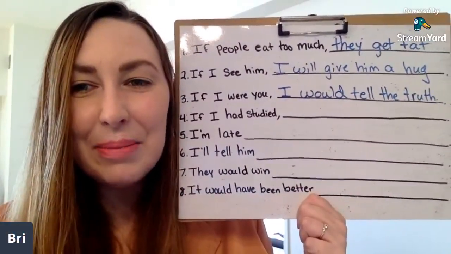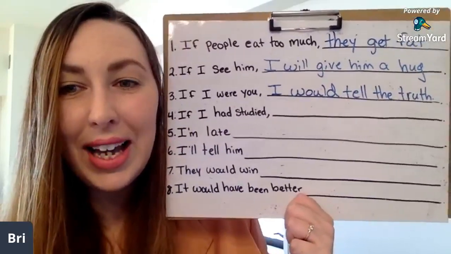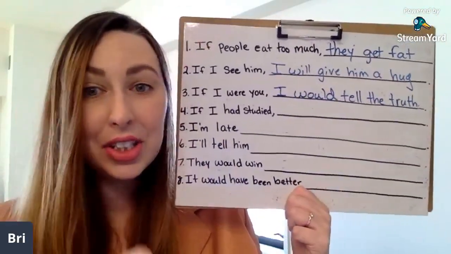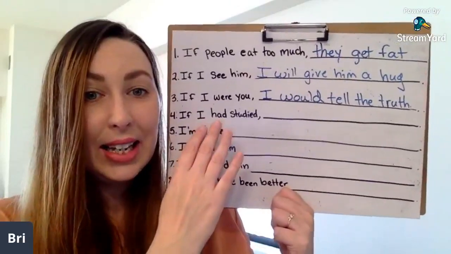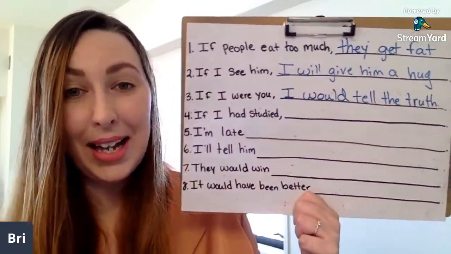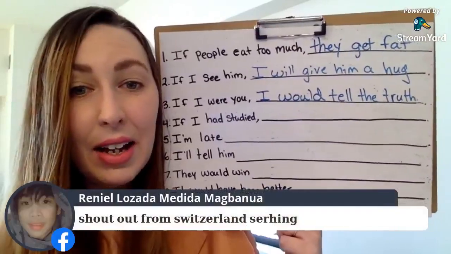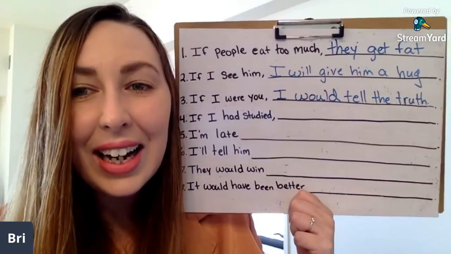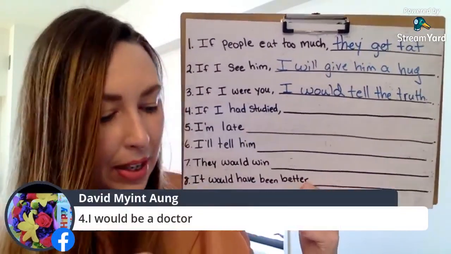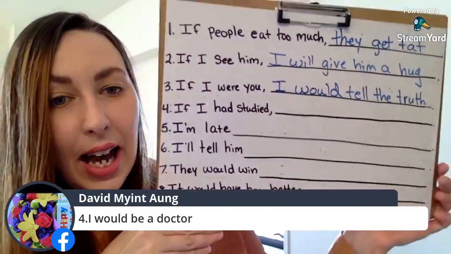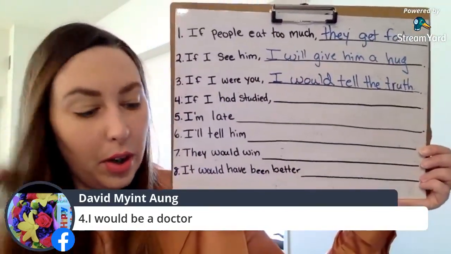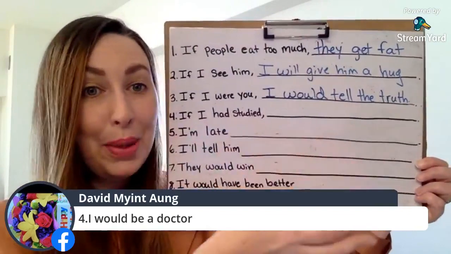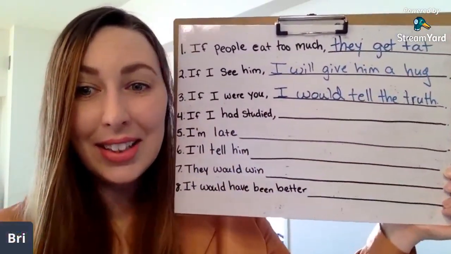Okay, let's see. If I had studied, remember, let's use the third conditional. So something that did not actually happen in the past, right? If I had studied, oh, shout out from Switzerland. Hello. Okay. So, if I had studied, I would be a doctor. So, if we're going to use the third conditional, if I had studied, I would have been a doctor.